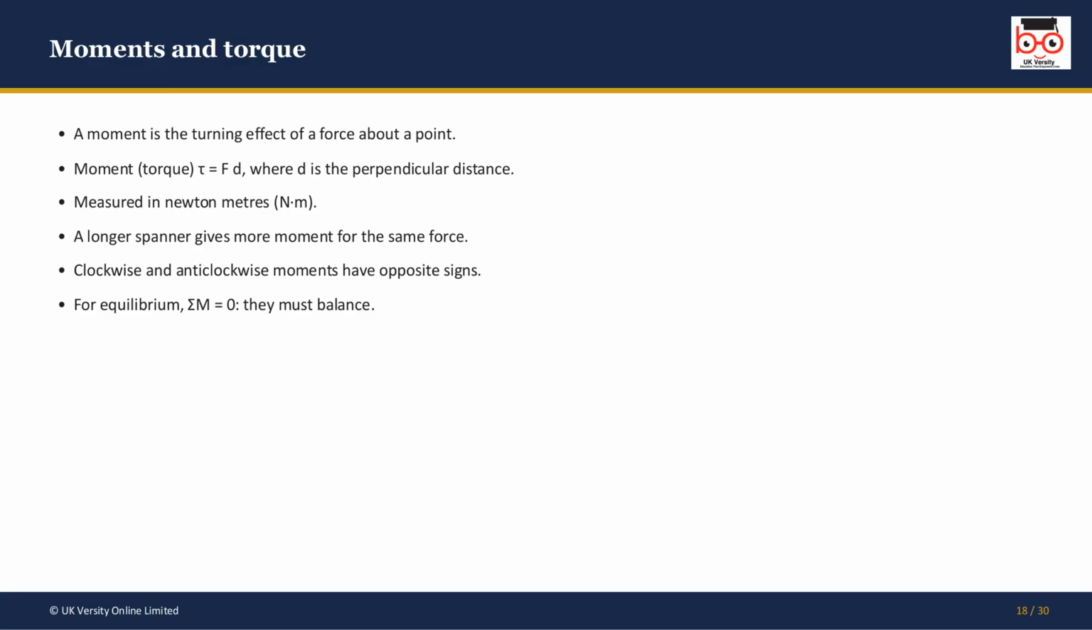That's why a longer spanner gives you more turn for the same effort. You've increased the distance. Moments can act clockwise or anti-clockwise, and we give those opposite signs.